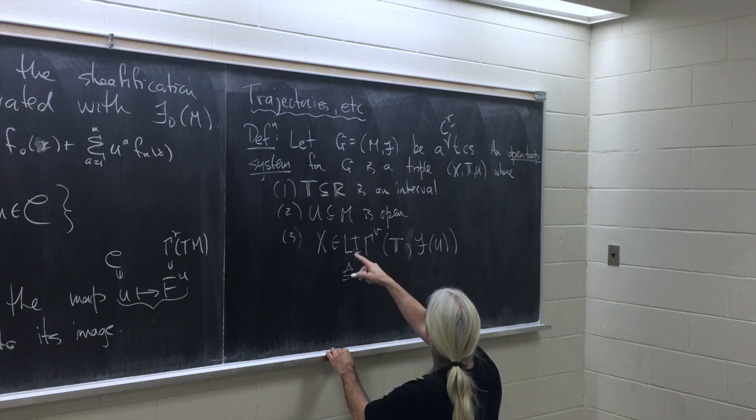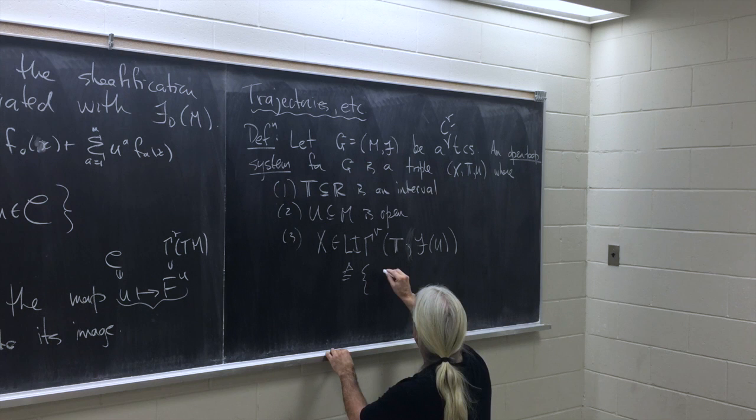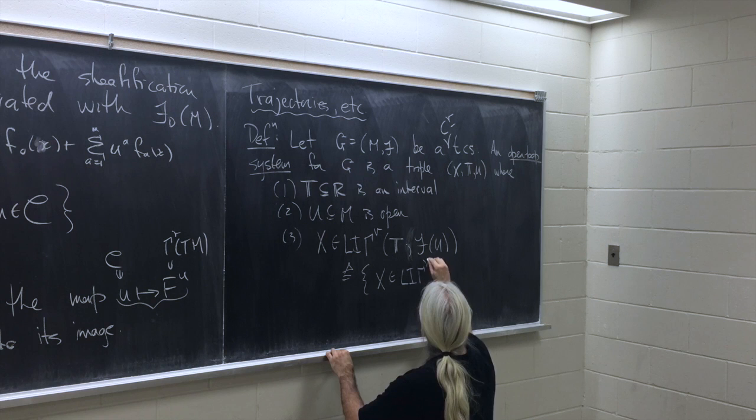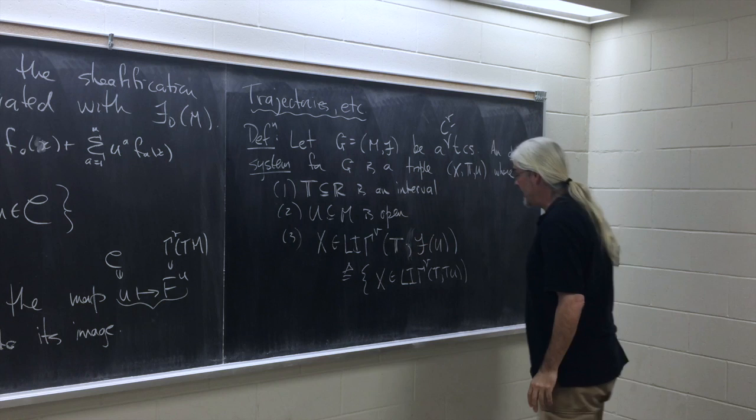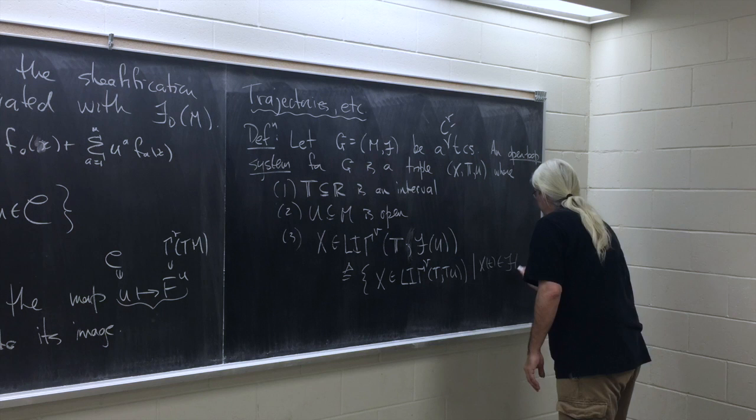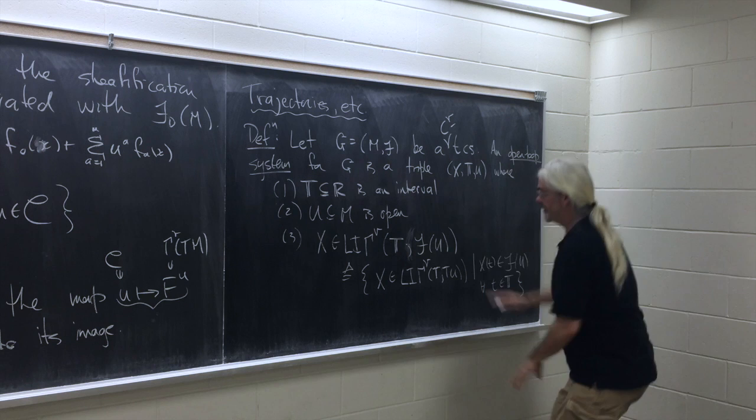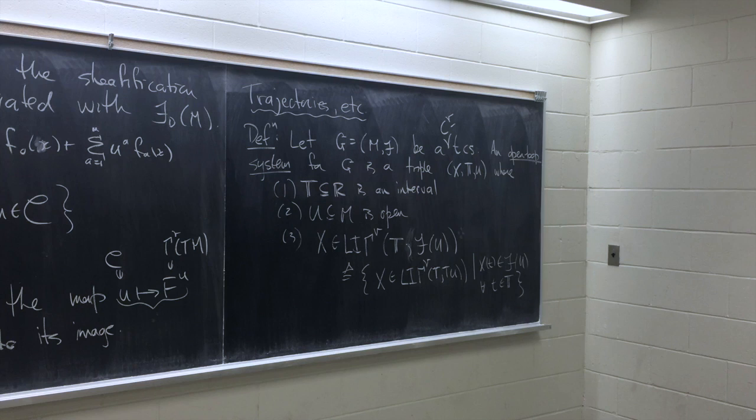So I have this family of time-varying vector fields, and it has the obvious kind of definition. So it means that x, first of all, is one of these nice time-varying vector fields. And it additionally, of course, has the property that x of t is in f of u for every t. Okay, so that's the notation I use for that. All right, so that's an open loop system.